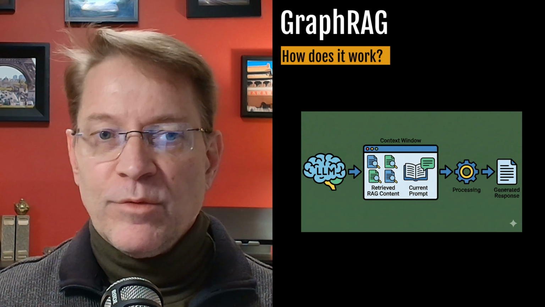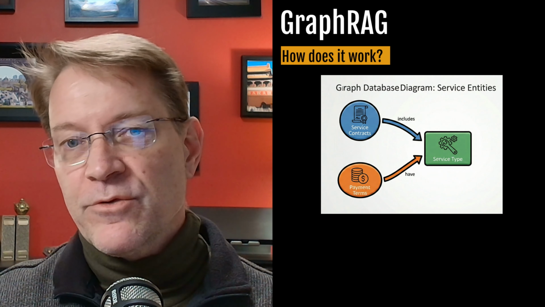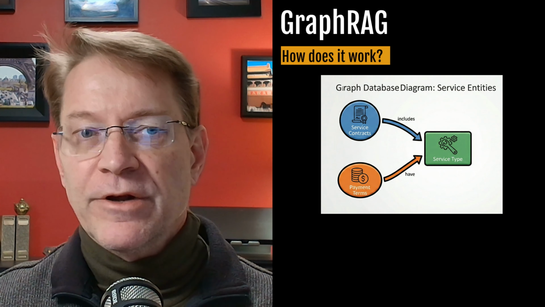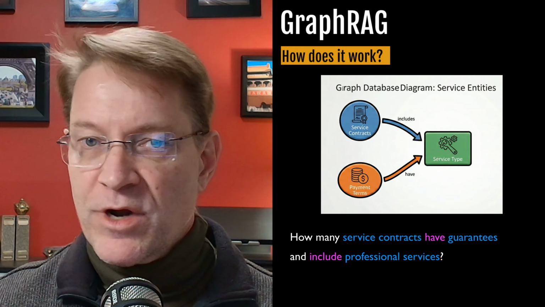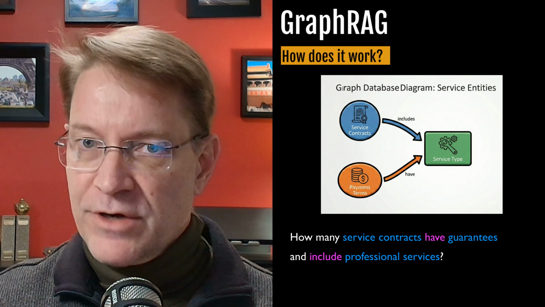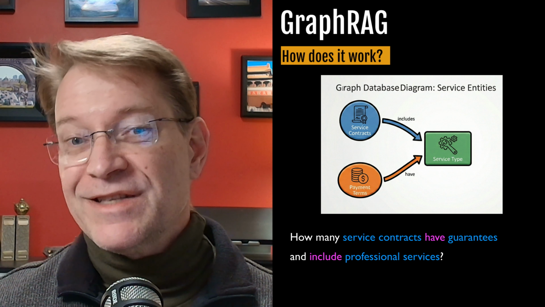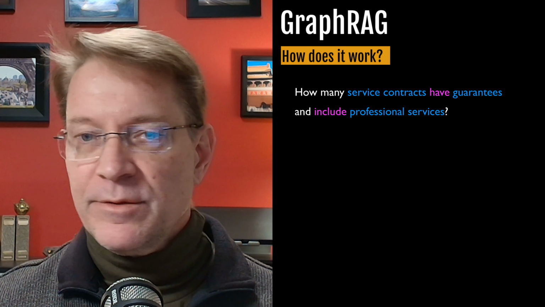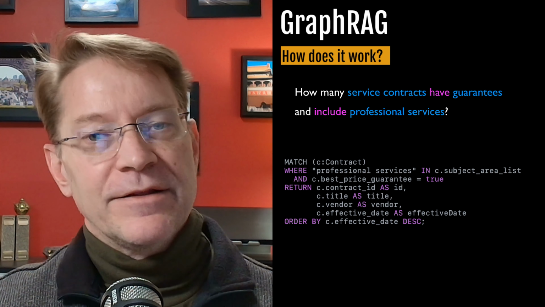A business example might be extracting key facts from purchase contracts and then storing them in a graph database so the relationships between contracts and terms are easily queried. Think about a user asking how many service contracts have best price guarantees and cover professional services. If our graph database stored contract and professional services as entities and best price guarantee was a contract attribute, we could easily pull a list of contracts where the subject area list includes professional services and the best price guarantee property is true.